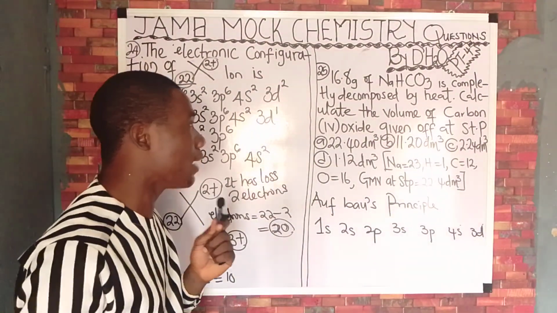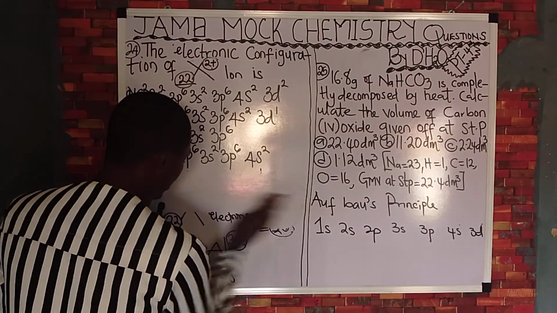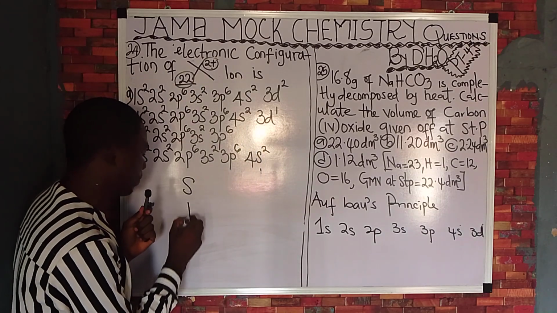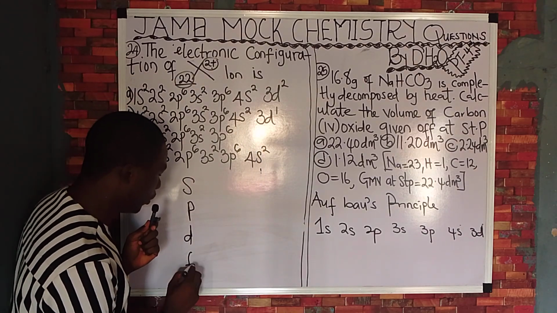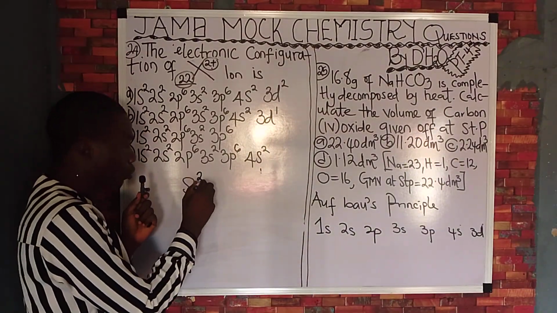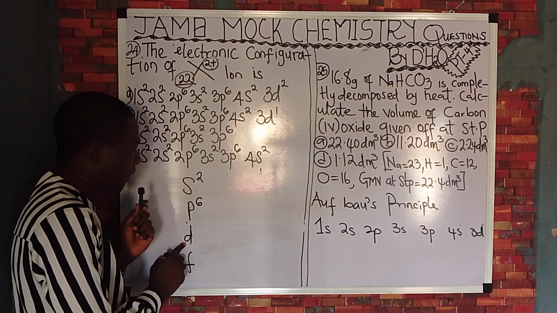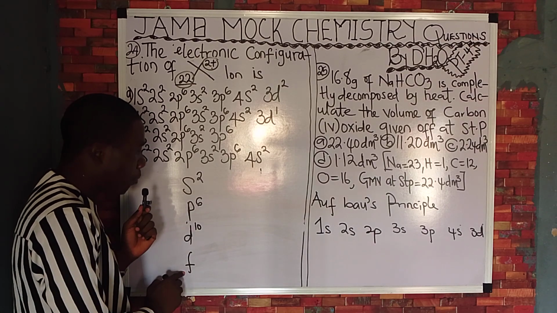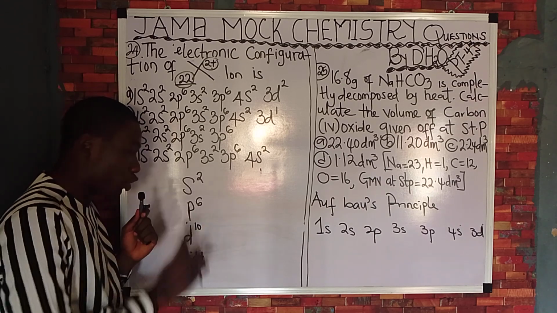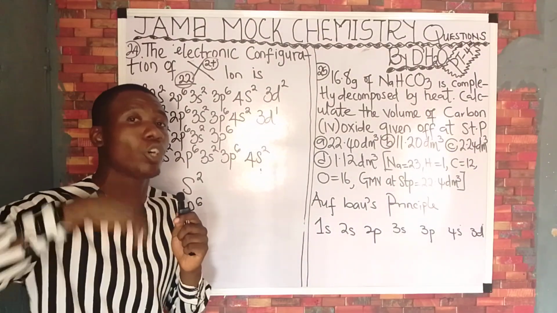Now, what you should know is this. Remember that in your SPDF notation, the maximum number of electrons that your s orbital can carry is 2, your p orbital can carry a maximum of 6, your d orbital can carry a maximum of 10, while your f orbital can carry a maximum of 14 electrons. So if you are arranging these electrons, you must ensure that every s orbital has a maximum of 2 electrons so that you don't exceed it.